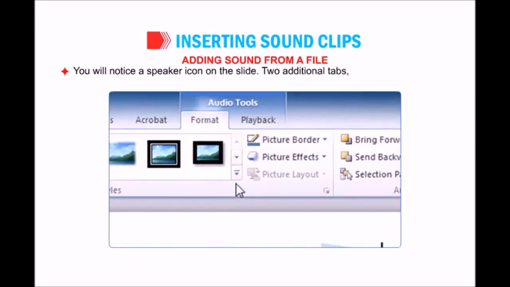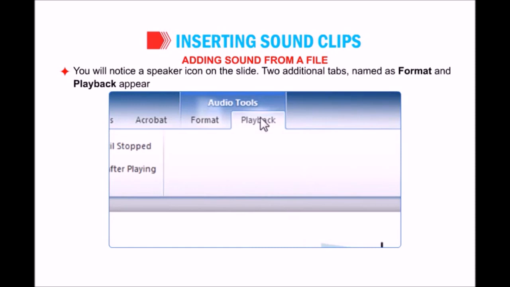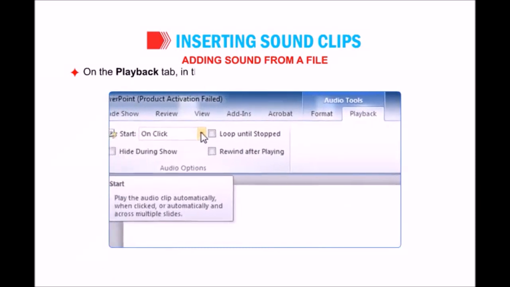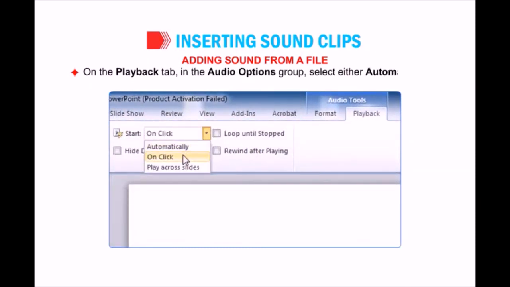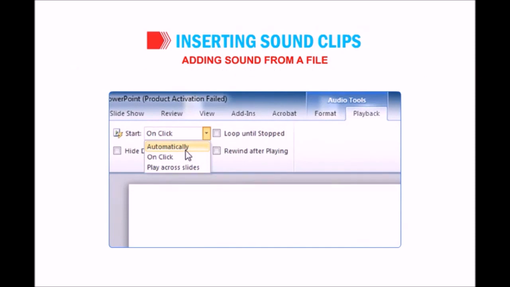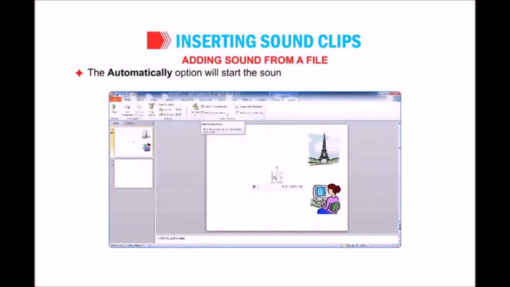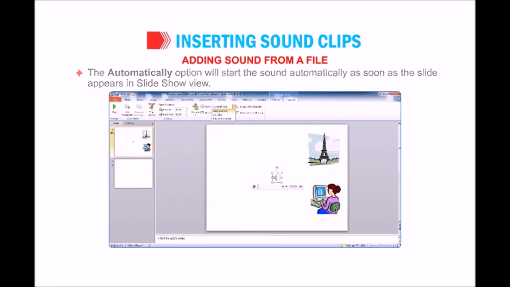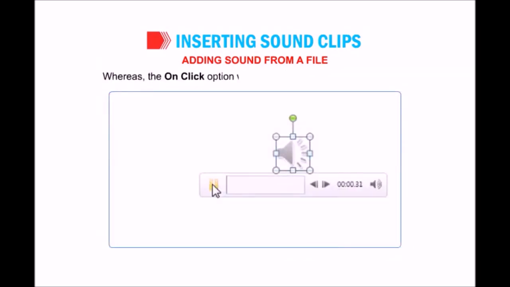Two additional tabs named Format and Playback appear under the Audio Tools tab on the ribbon. On the Playback tab in the Audio Options group, select either Automatically or On-Click option from the drop-down list of the Start field. The Automatically option will start the sound automatically as soon as the slide appears in the slideshow view, whereas the on-click option will play the sound only when you click. To play sound, click on the speaker icon. The play or pause tab appears right below the speaker icon.